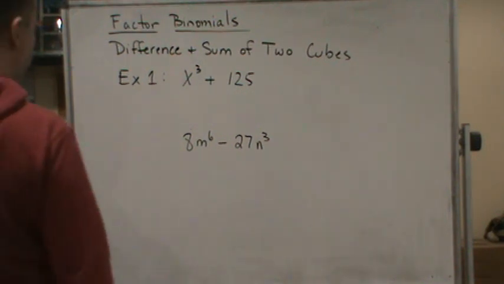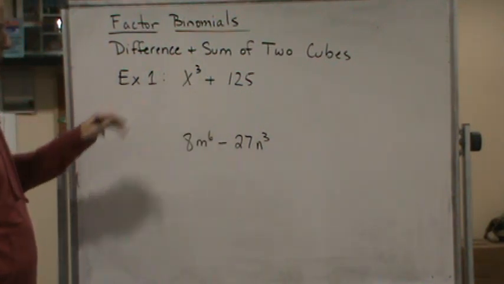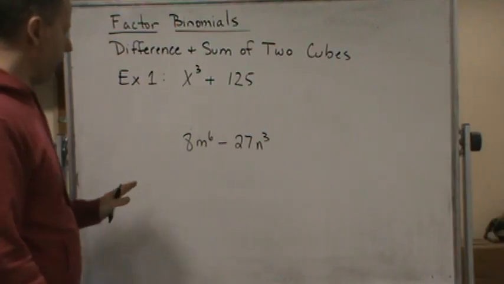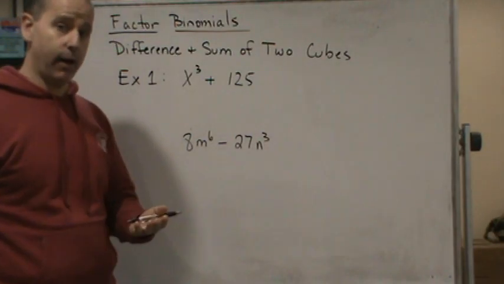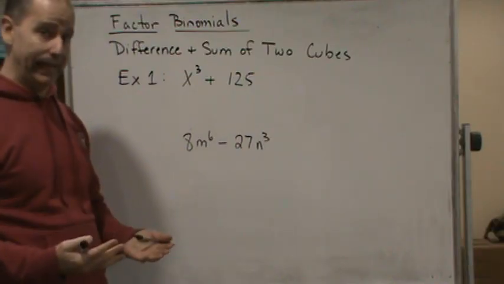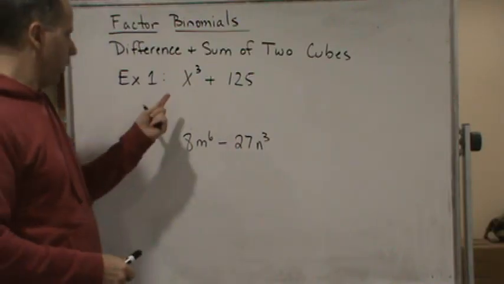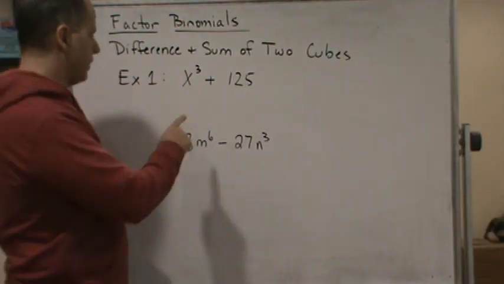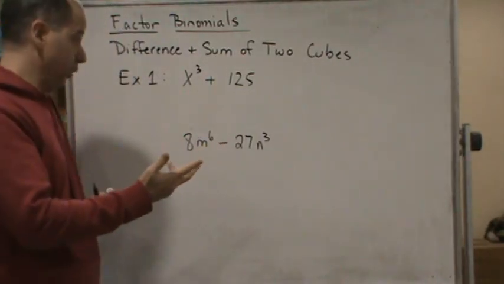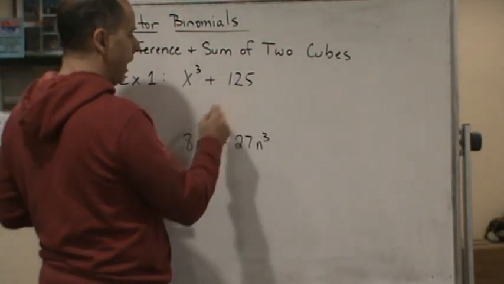All right, here's a couple of examples we're going to do. So here's the first thing. We got to figure out what A and B are. Just like with the difference of two squares, we want to make sure we know what our A is and what our B is. So we want to look for perfect cubes, right? So obviously x cubed is a perfect cube. What about 125?